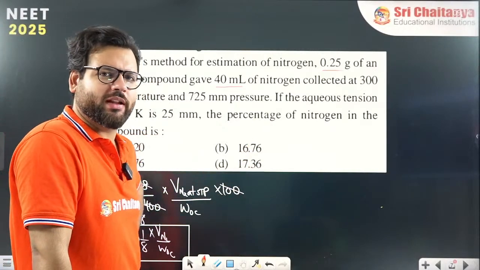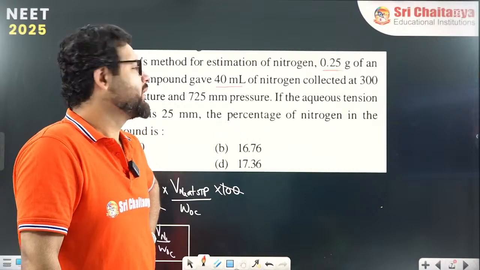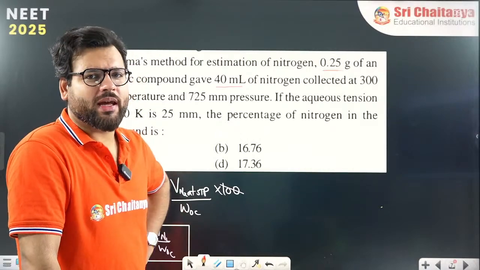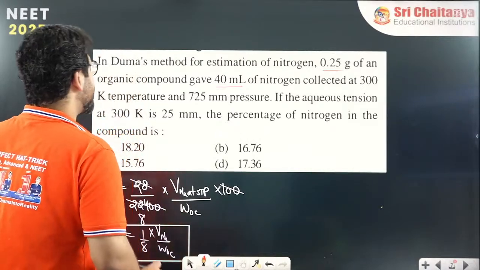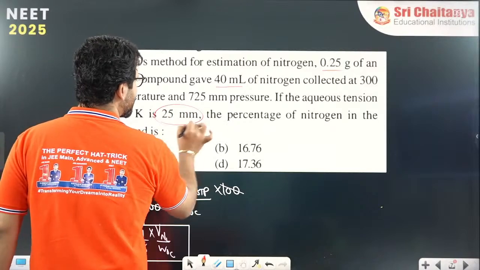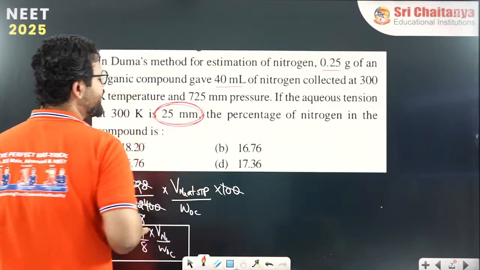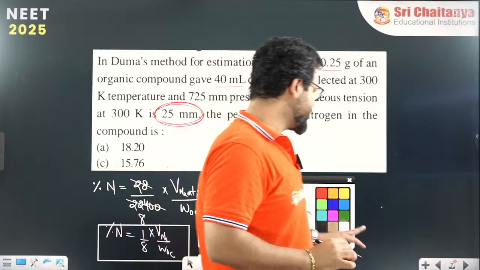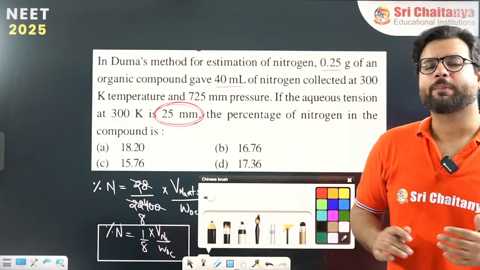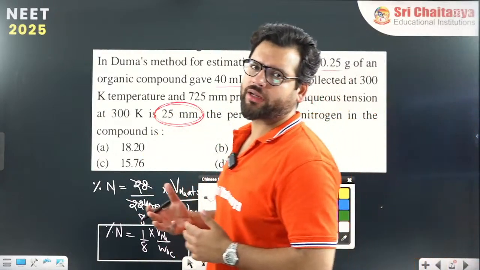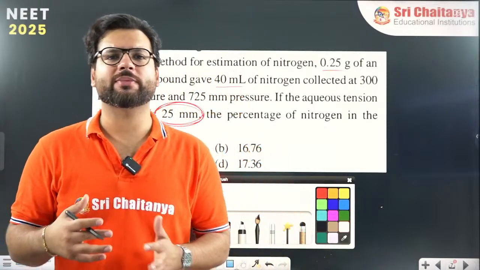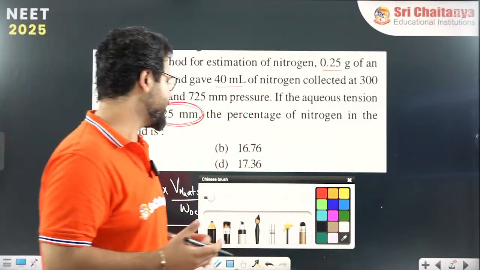STP is 273 Kelvin and 760 mm pressure. Aqueous tension is 25. What is this aqueous tension? Actually, whenever nitrogen is collected over the surface of water, the pressure is not only the pressure of nitrogen gas, but it is the pressure of nitrogen gas plus the pressure of water vapor.